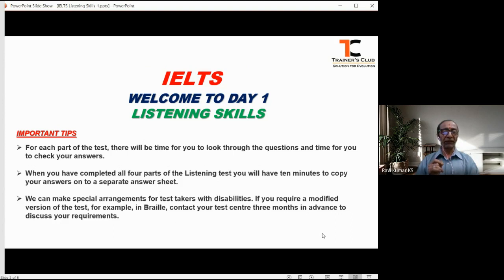So if you require a modified version of the test, for example, in Braille, that means if you are a blind person and you want a modified version of the test, you can request it from the test center 3 months in advance. If you are taking the exam in Braille, you will have to put in a request to the examination center at a minimum of 3 months in advance to discuss your requirements. I hope this is clear to everyone.